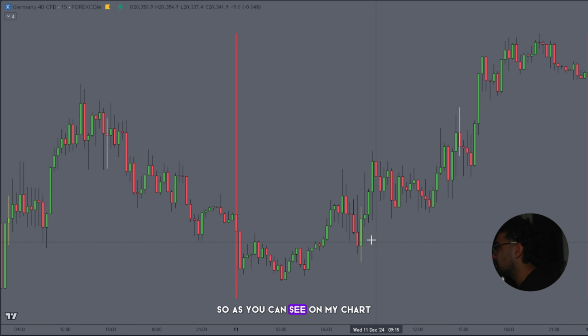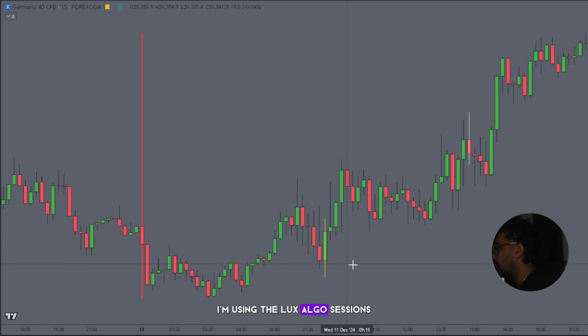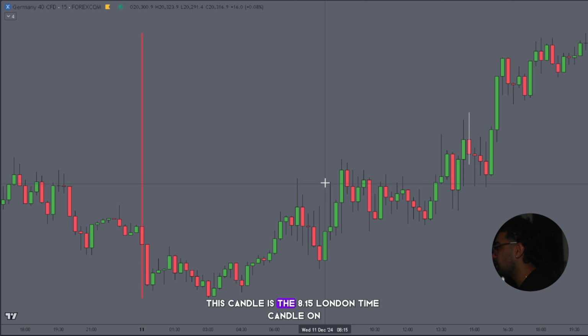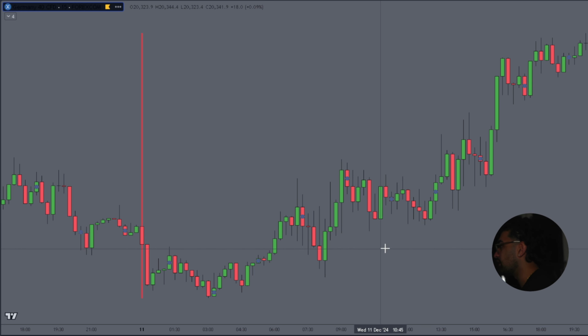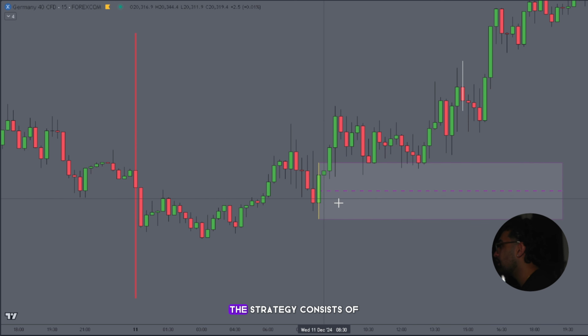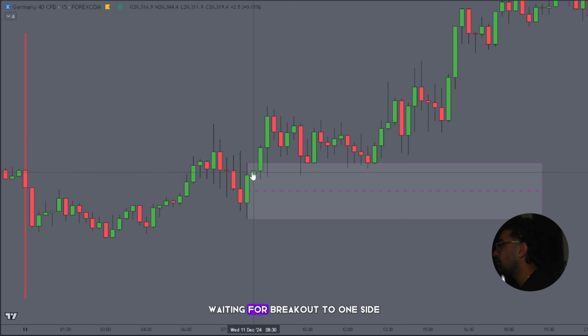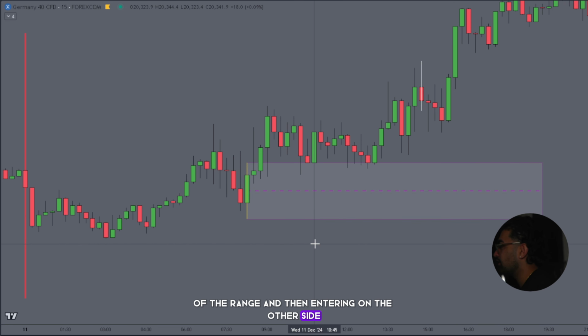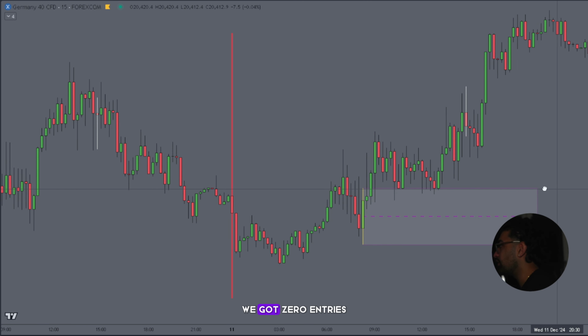As you can see on my chart, I'm using the LuxAlgo Sessions indicator to highlight this candle. This candle is the 8:15 London time candle, on the UTC time zone on TradingView. On this candle we have to draw a high and a low range, just like this. The strategy consists of waiting for a breakout to one side of the range and then entering on the other side. In this case, throughout this whole day, we got 0 entries.